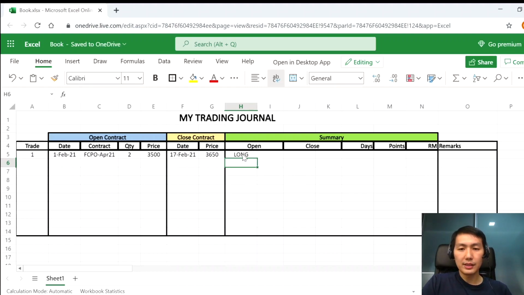So this is true if this is a long position. Let's say we make it a short position: if this is a -2 position, then it would be considered short. So let's put it back here.